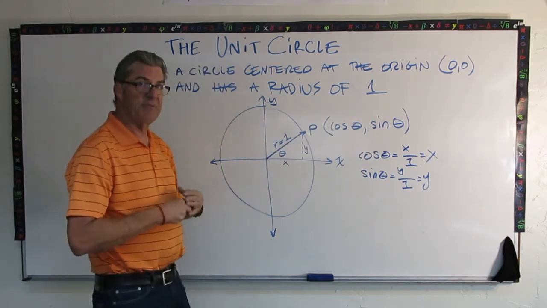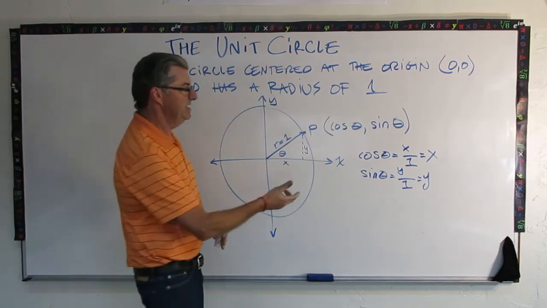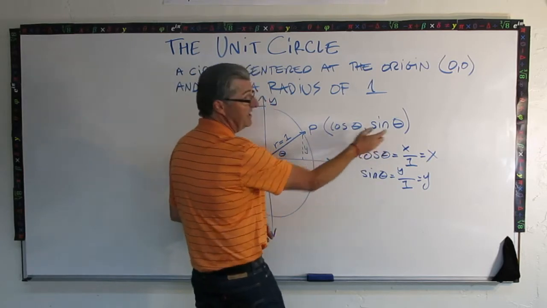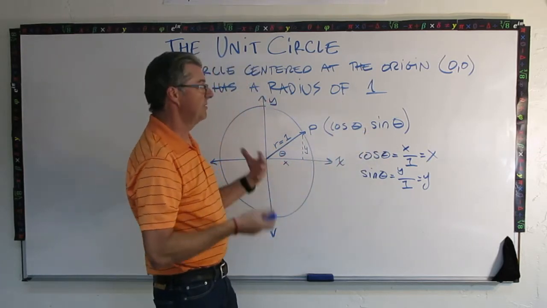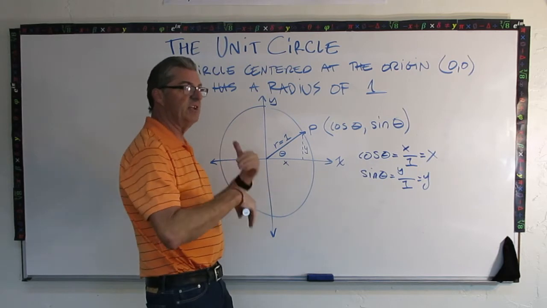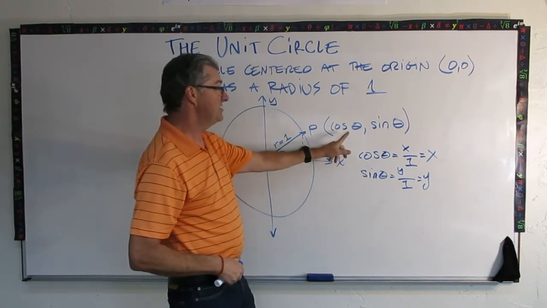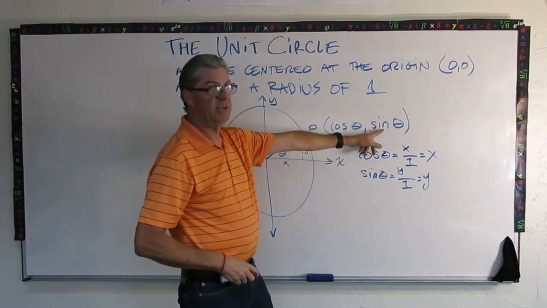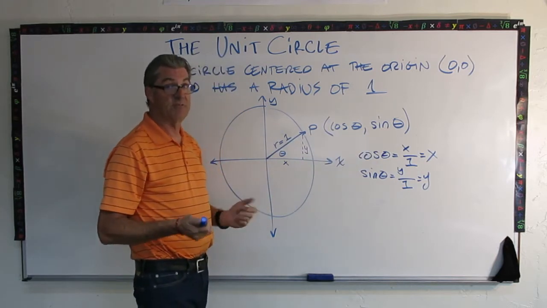Now there's one thing that happens. If you tend to switch things, it's easy to think this is sine theta, cosine theta, but it's a little bit backwards. Remember, SOHCAHTOA starts with sine, goes to cosine, goes to tangent. This starts with cosine and goes to sine. So you'll need to remember that to get these problems right.